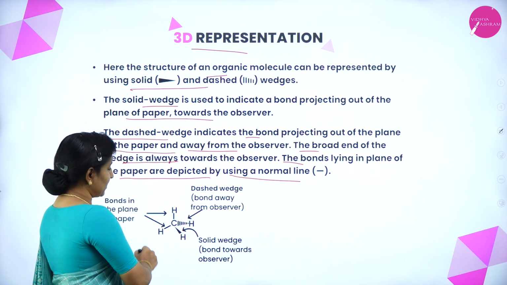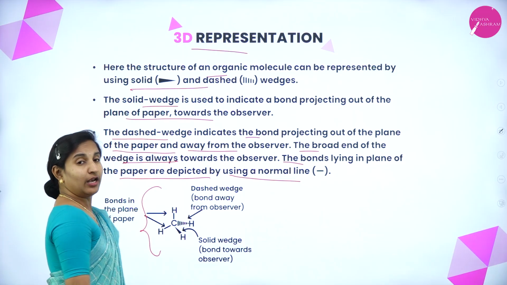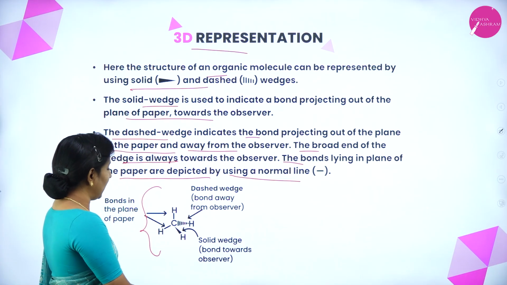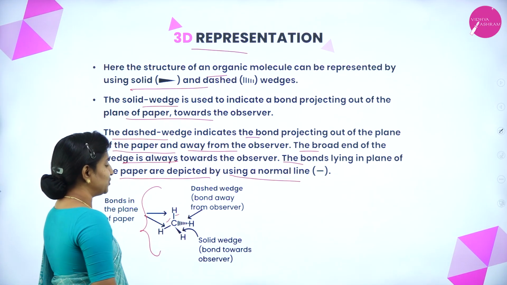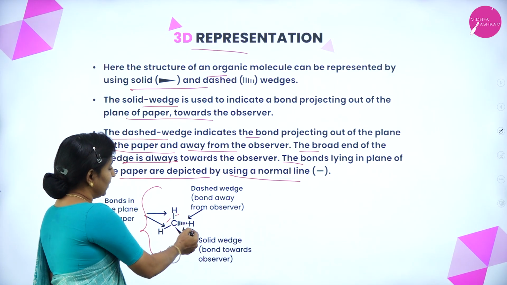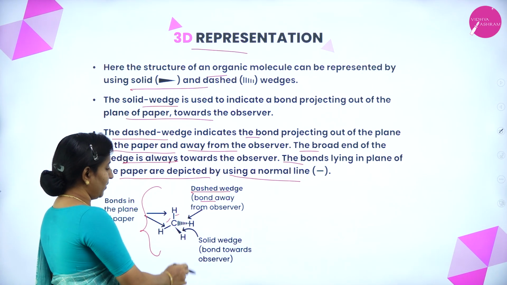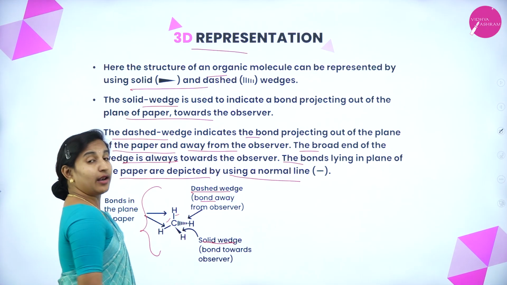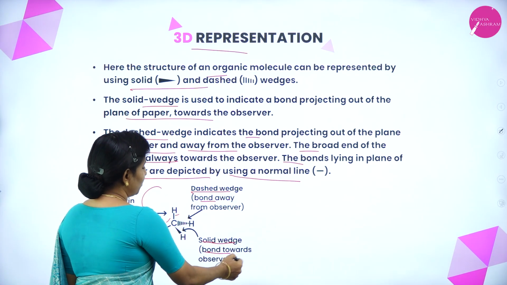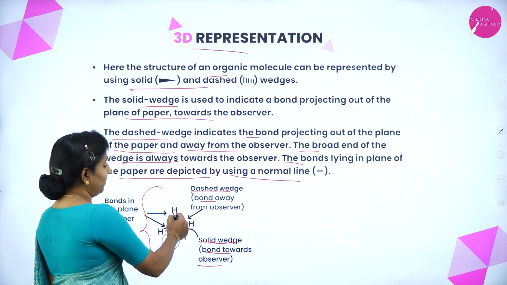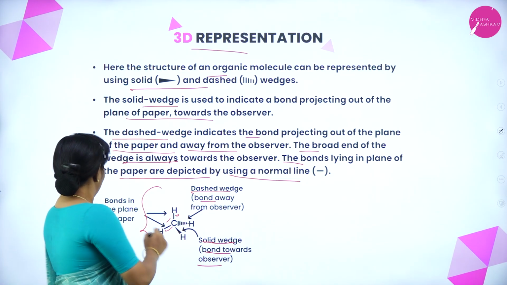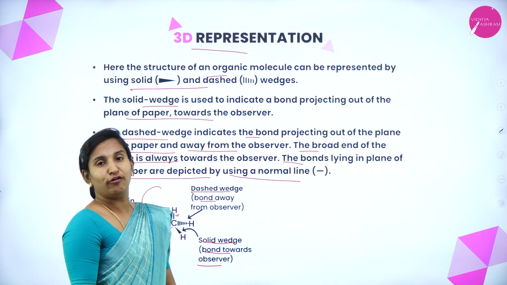So this is the 3D representation of methane. The dash wedge represents a bond away from the observer. The solid wedge represents a bond towards the observer. A simple line represents a bond in the plane of the paper.